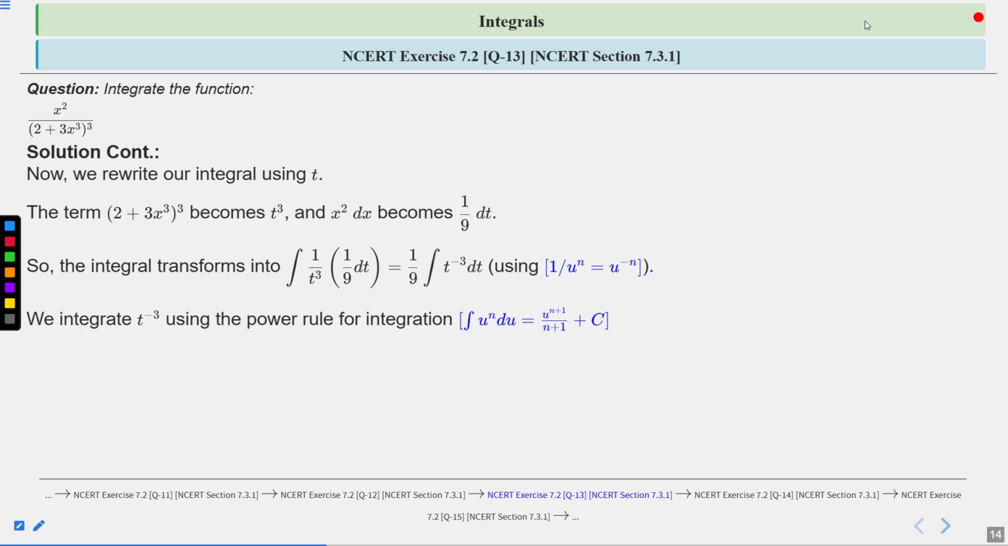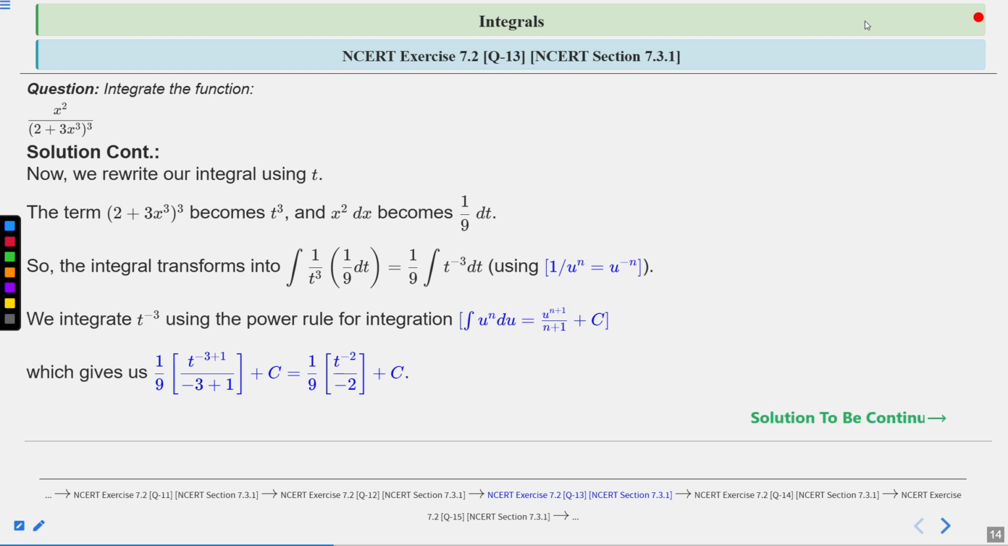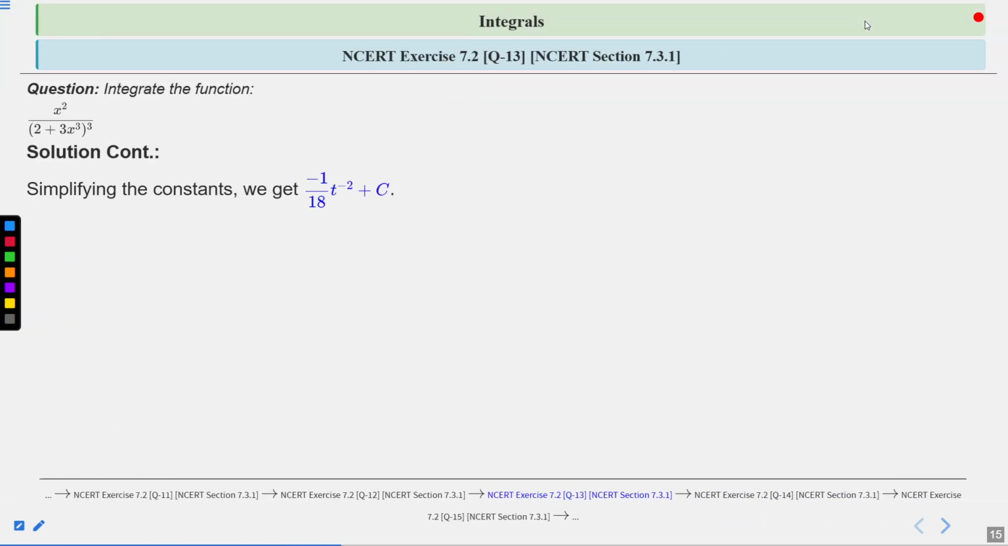Now we integrate t to the power minus 3 using the power rule for integration, where integration of u to the power n du is u to the power n plus 1 upon n plus 1 plus c. This gives us 1 by 9 times t to the power minus 3 plus 1 upon minus 3 plus 1 plus c, which is 1 by 9 times t to the power minus 2 upon minus 2 plus c. Simplifying the constants, we get minus 1 by 18 t to the power minus 2 plus c.